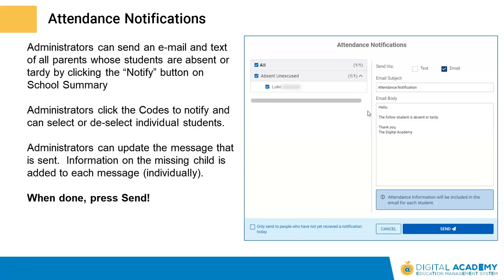You can check off which codes you want to notify, and you can expand a code to select individual students. On the right side of the screen, you can select how you want to send the notification, and you can pick email or text. By default, it will go to all parents on the account. You also have an option at the bottom in the lower left to send to only people who have not yet received a notification. So if you are sending this multiple times and someone's attendance status changes, you could send again to get only the people whose status has recently changed.